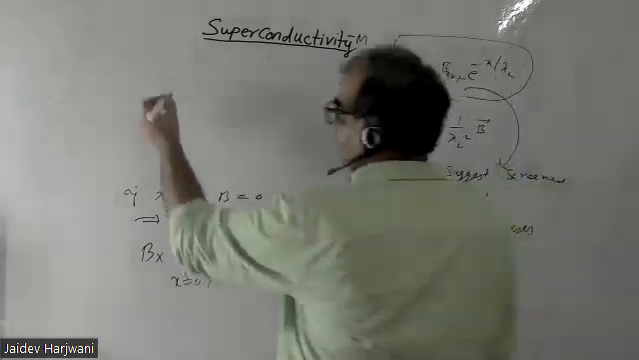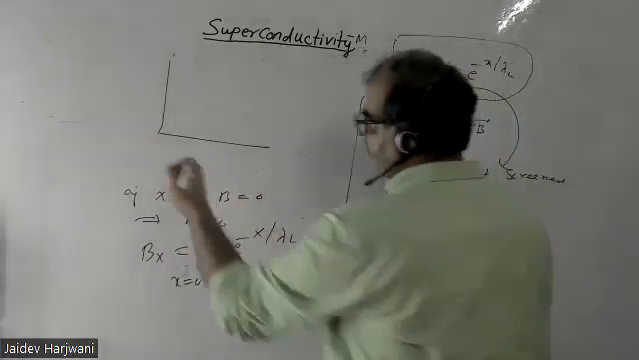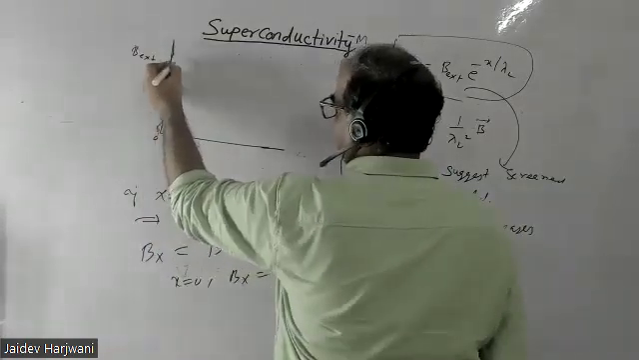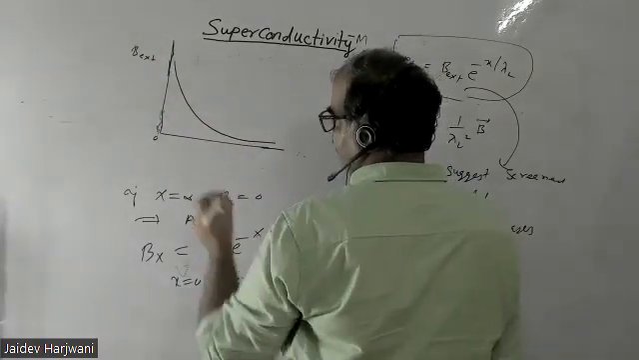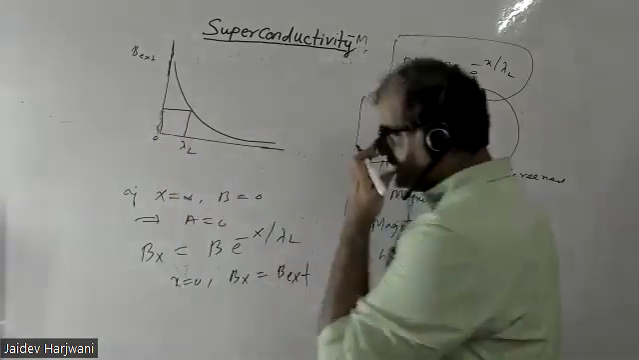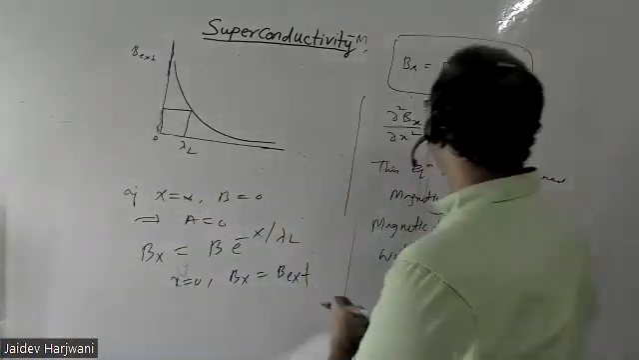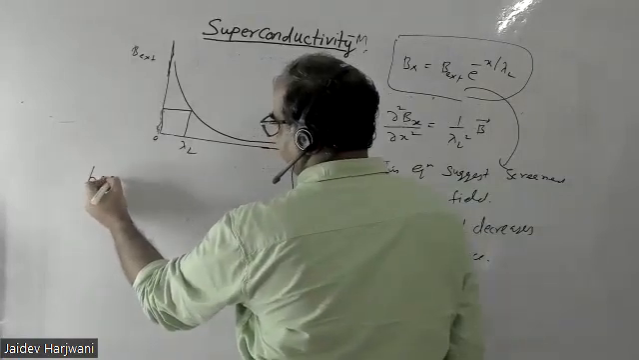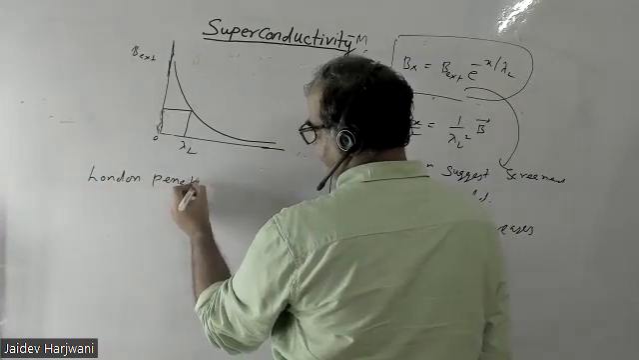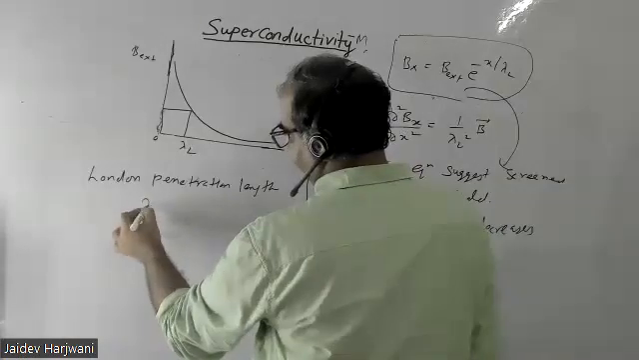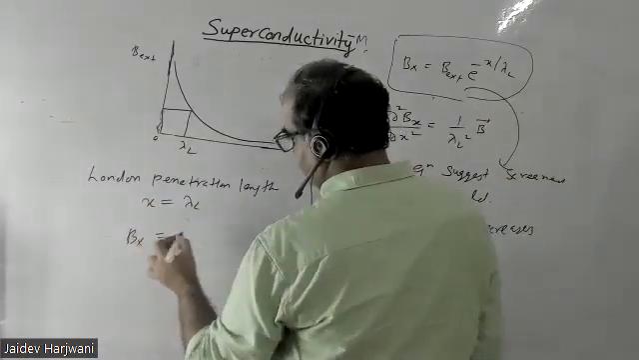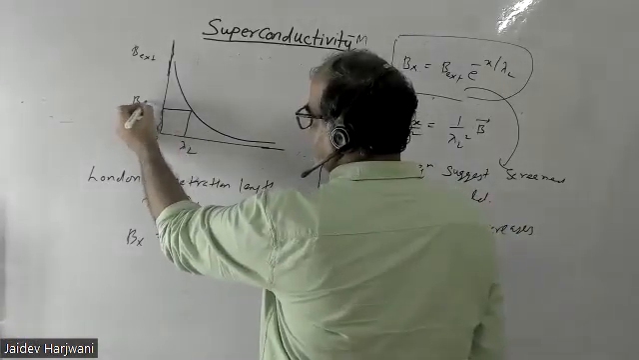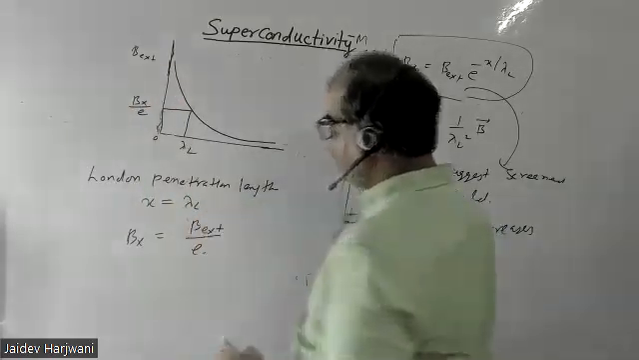Now, that means if you have a sample, at x equal to zero, near the surface, you have B equal to B external, and it exponentially decreases to zero. And the length lambda L, this is the length where your magnetic field is what? How to define your penetration length? London penetration length is the length where, if you put x equal to lambda L, then your B(x) will be B external upon e. So the position where your magnetic field is B(x) by e, that length is called your London penetration depth.